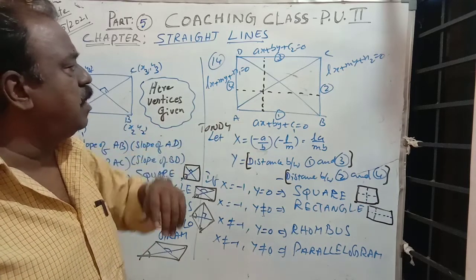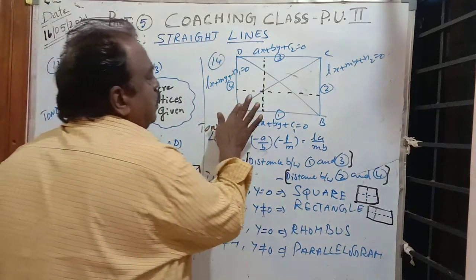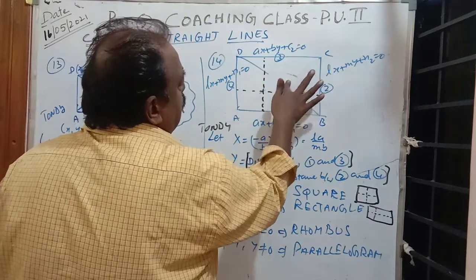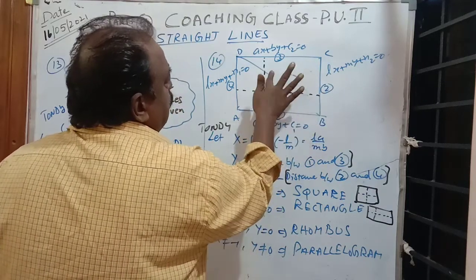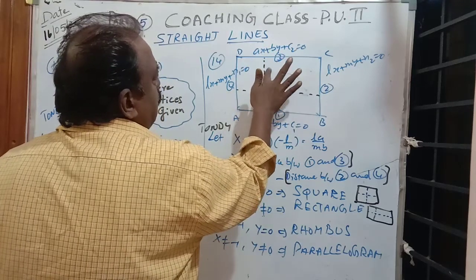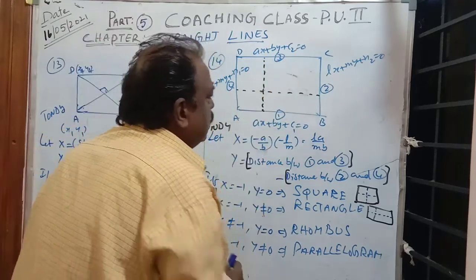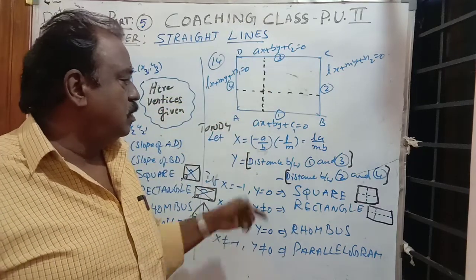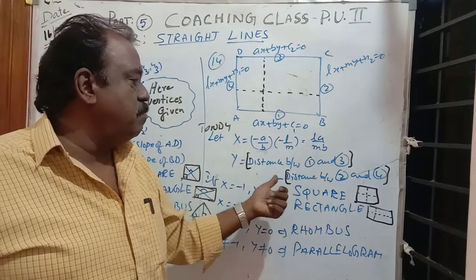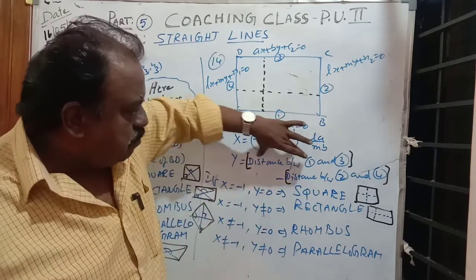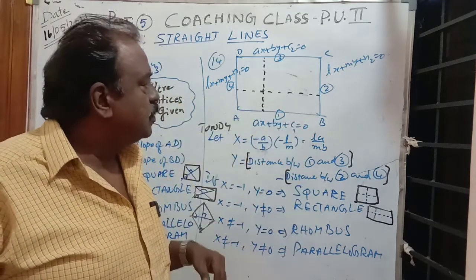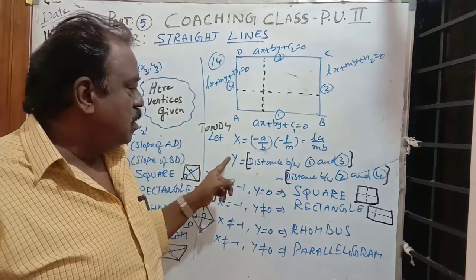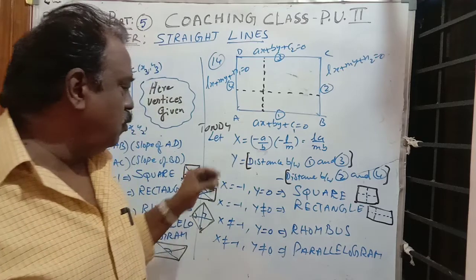But that is not possible here, so I am taking something else. The diagonals are not needed here. What is needed is only the distance between the parallel sides, 1 and 3, and 2 and 4. The difference between the distance between 1 and 3 and the distance between 2 and 4 is capital Y.